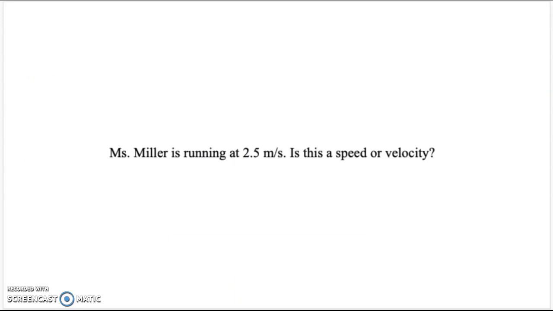At this point, you have a question to answer. Please pause the video and decide if Miss Miller running at 2.5 meters per second is an example of a speed or a velocity.